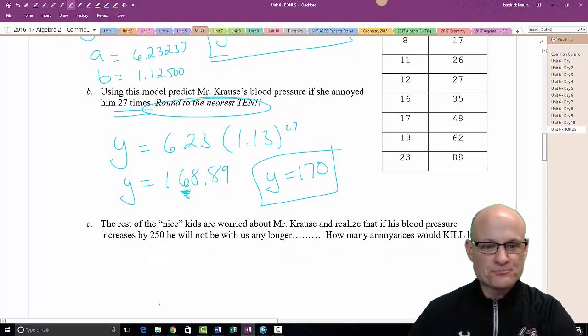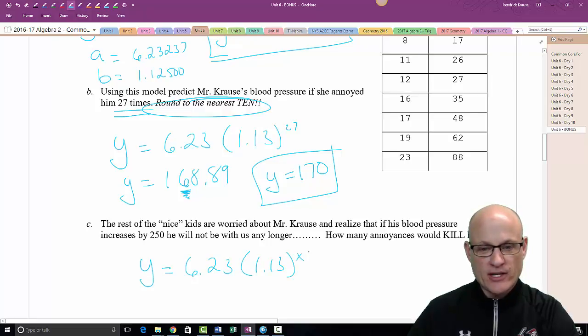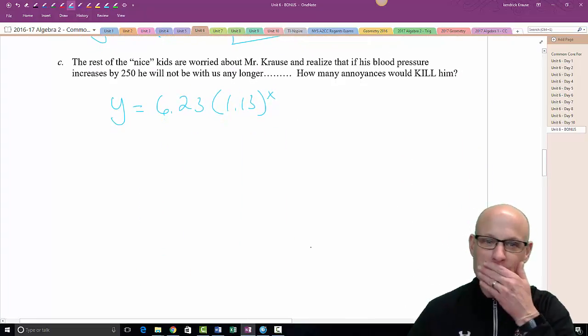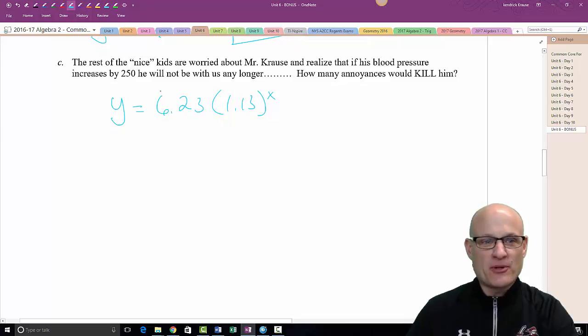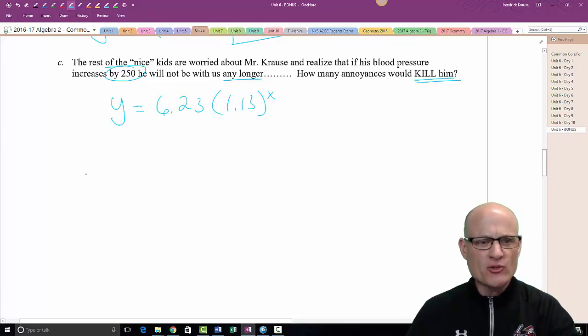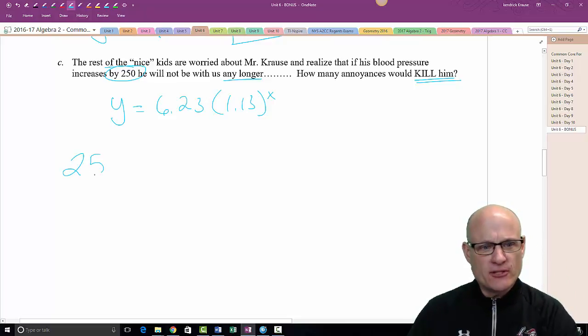So now down here, let's copy over our equation. Y equals 6.23 times 1.13 to the x. Now it says, the rest of the nice kids are worried about Mr. Krause. And realize that if his blood pressure increases to 250, he will no longer be with us. How many annoyances would kill him? Such a morbid thought. I need coffee when it's this morbid. So we got to figure out when my blood pressure will get to 250.